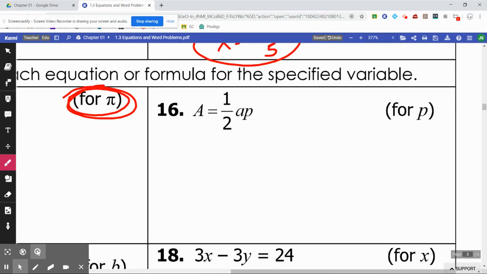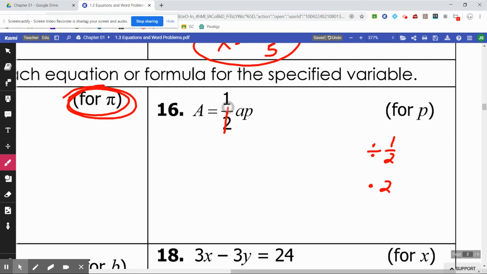Okay, number 16. On 16, you're asked to get p by itself. To get p by itself, we've got to get rid of this 1/2, and we've got to get rid of this a. Now, 1/2 is being multiplied by the AP. So first thing we need to do, let's move that 1/2 over by dividing. But a reminder, to divide by 1/2, you've got to flip and you've got to multiply. So dividing by 1/2 is the same thing as multiplying by 2.